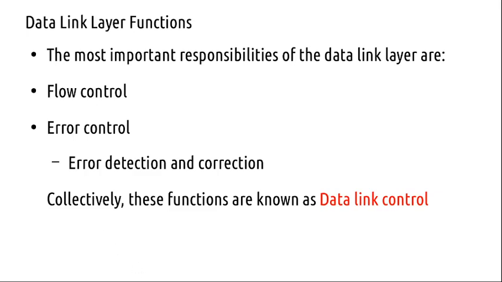So today we will discuss the flow control function of the data link layer. Yesterday we were discussing two other functions. One is framing. We saw character oriented framing and bit oriented framing, and in both cases we saw byte stuffing and bit stuffing.